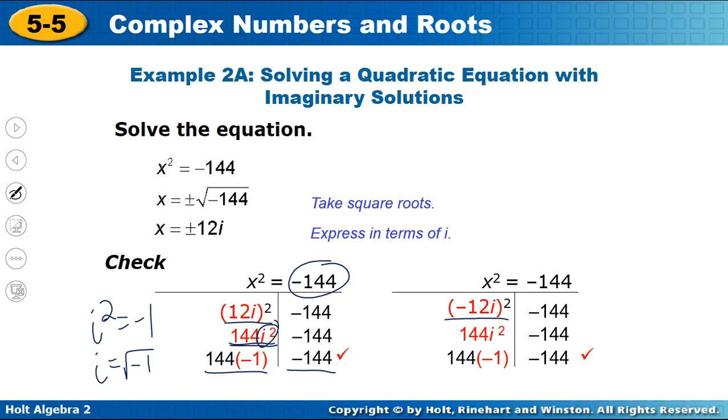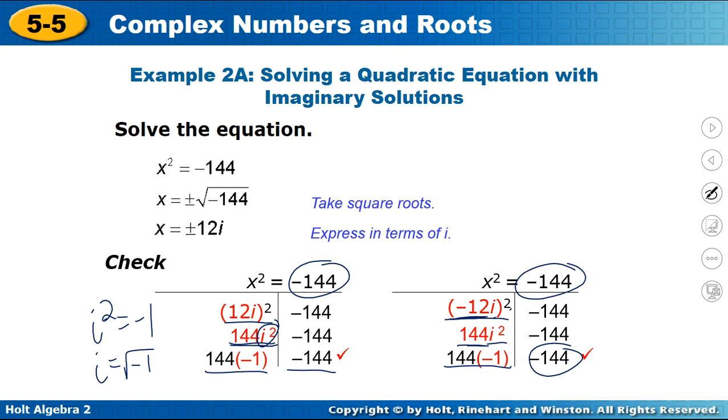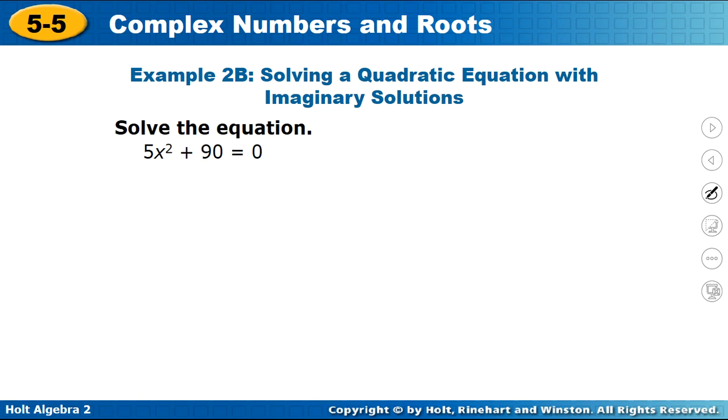If you use negative 12i squared, well remember negative 12 times negative 12 is a positive 144. i squared is still i squared, so it's still 144 times negative 1, which of course gets me the answer. So that's why, again, there's both a positive and negative version of these. Keep that in mind.